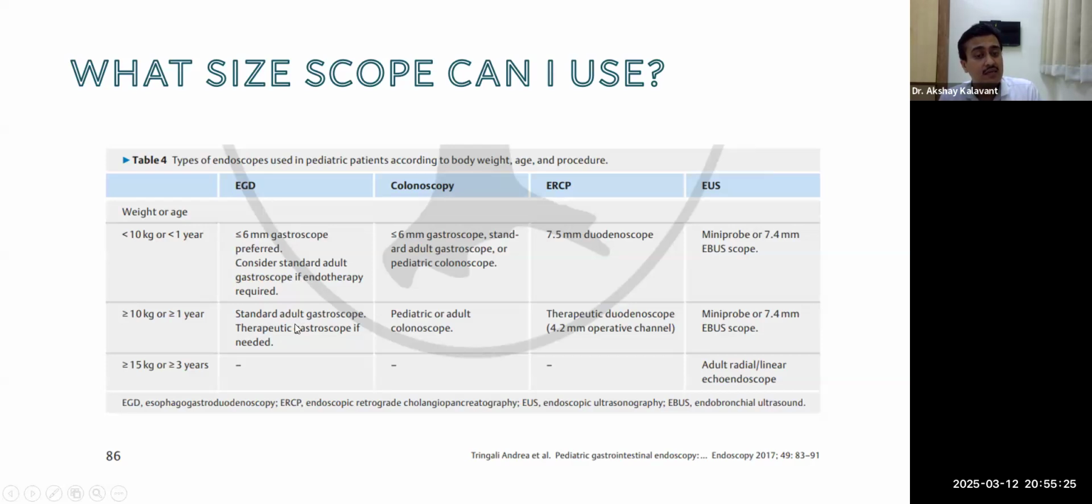But the only thing that has been mentioned is that if you are using a standard adult gastroscope, it has to be done under general anesthesia, especially for pediatrics. And of course, when we are doing therapeutic endoscopy, we often use general anesthesia for these patients.